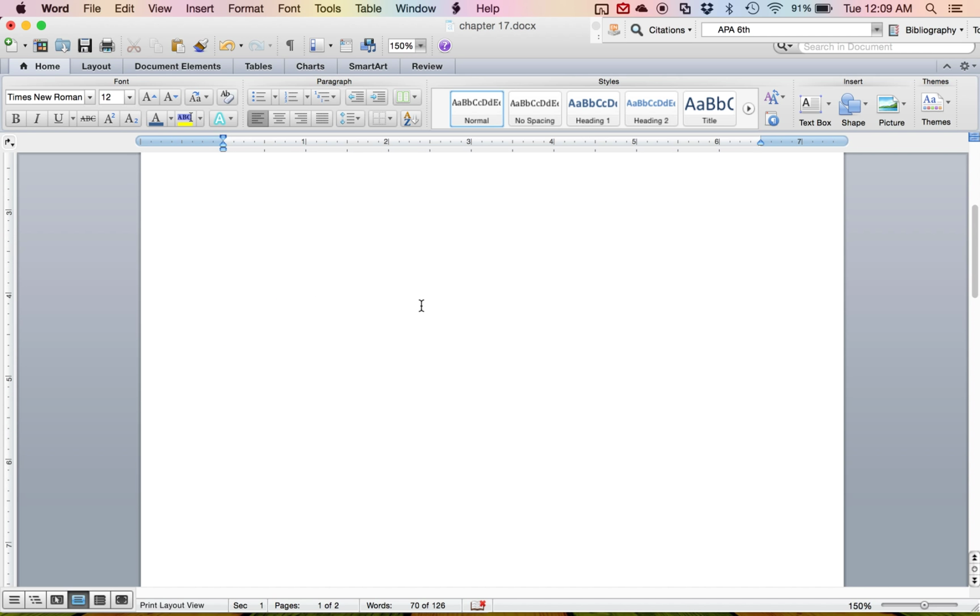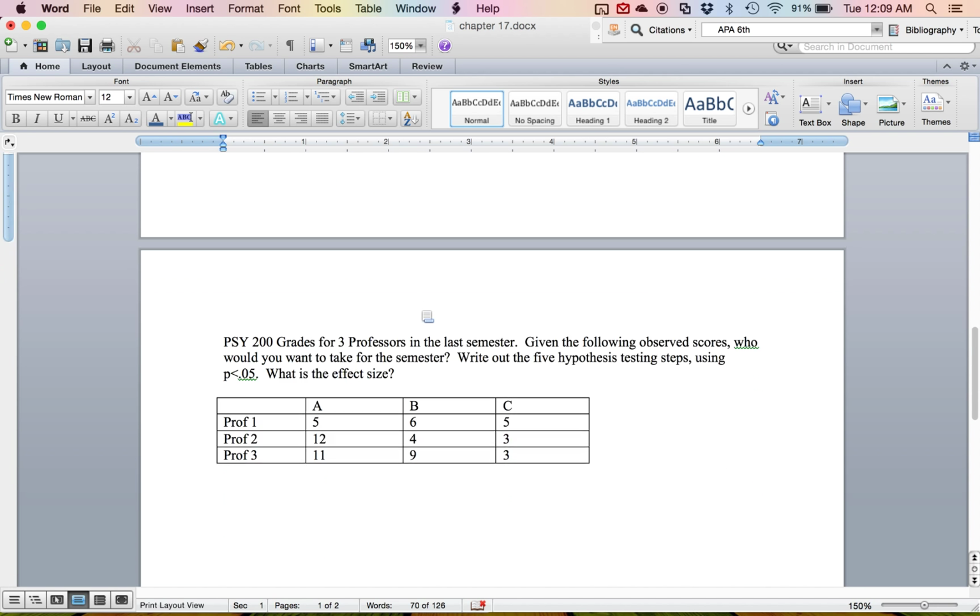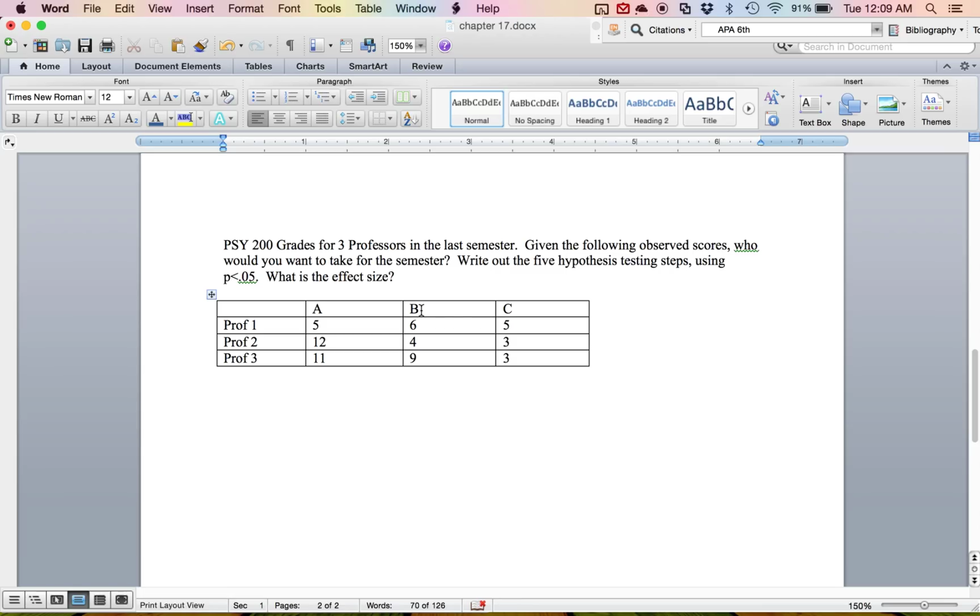But what if you were more interested in particular professors in one department? We looked at 3 different professors in the psych department and their grade distributions of A's, B's, and C's. Now I have 2 different variables, which means this is going to be an independence chi-square because I want to know if the rows and columns are independent.